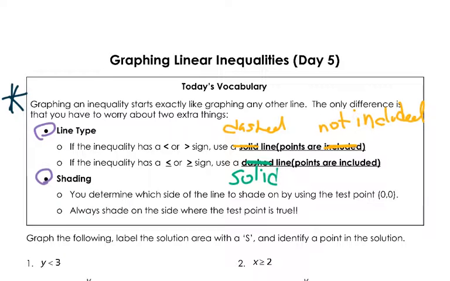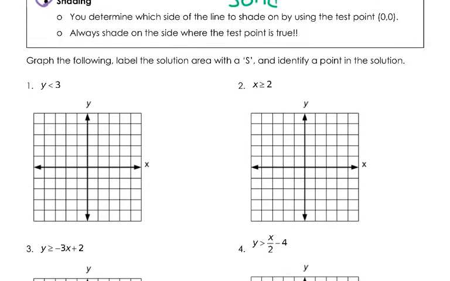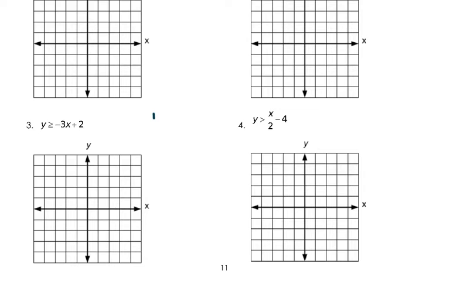Okay, that is true. The thing about shading is that you determine which side of the line to shade on by using the test point 0, 0. Always shade in the side where the test point is true. So we're going to look at 2 problems today. Let's first look at number 4. Okay, so number 4, here we are.